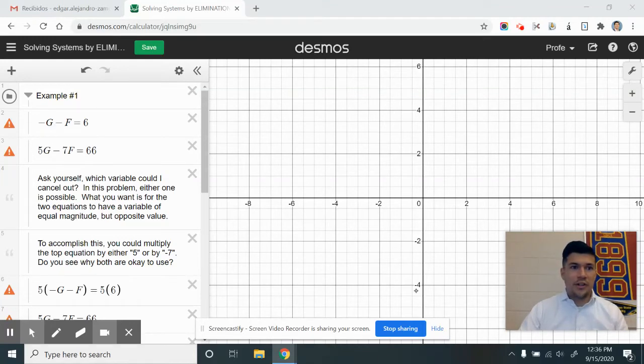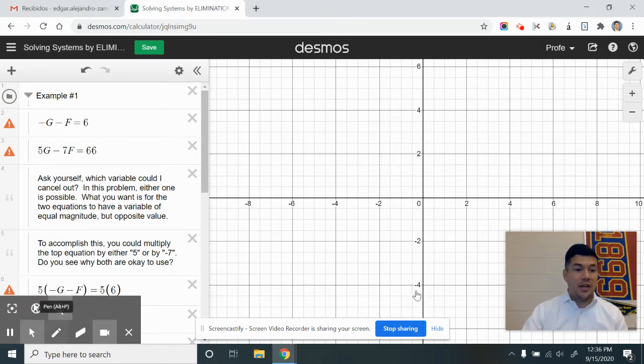Hey guys, today we're going to learn how to solve systems using elimination. Solving by elimination is a little bit different when you first compare it to solving by substitution. Slightly different.